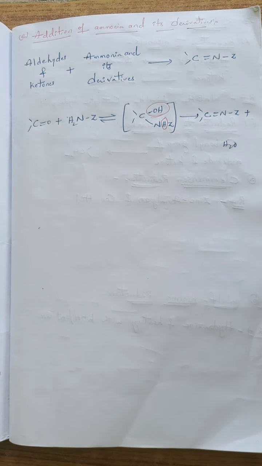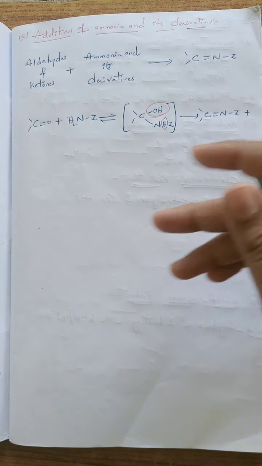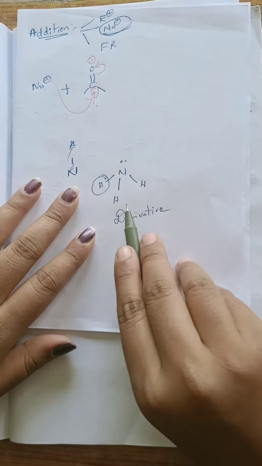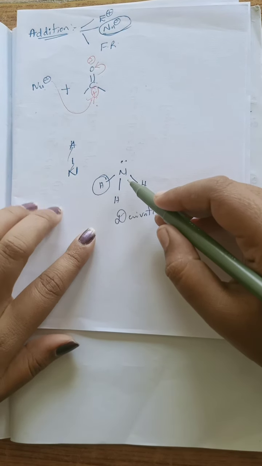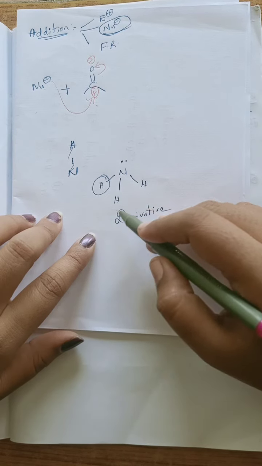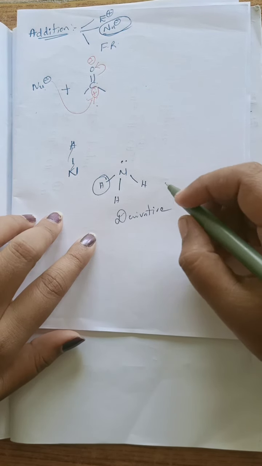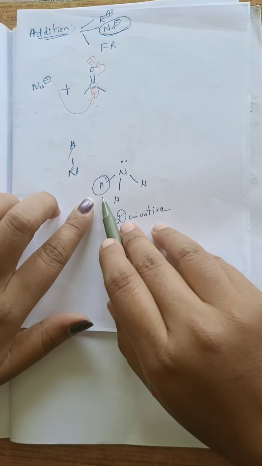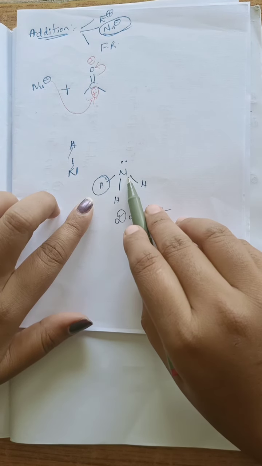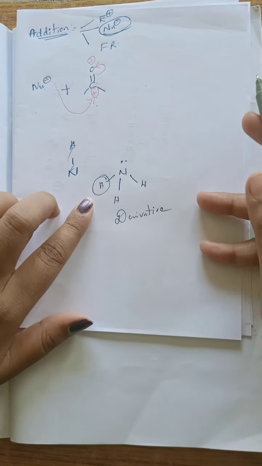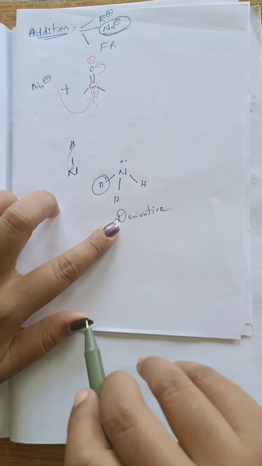Ammonia is a compound with NH3 as the formula. This is the structure of ammonia. Here the central atom is nitrogen, and nitrogen is attached with 3 hydrogen atoms. If one hydrogen, or more than one hydrogen, on nitrogen is replaced by some other atom, then that is said to be a derivative of ammonia.